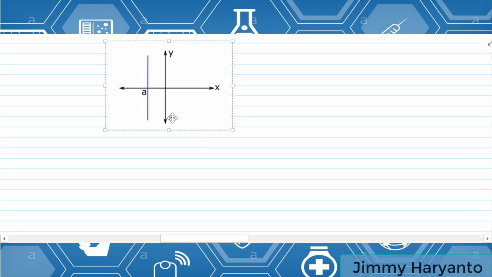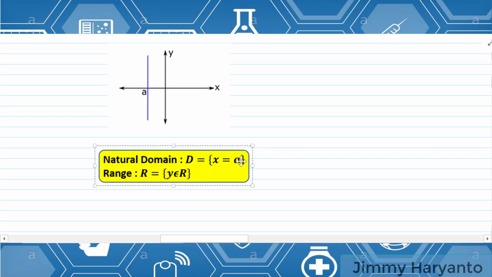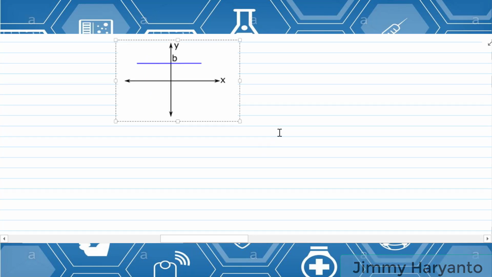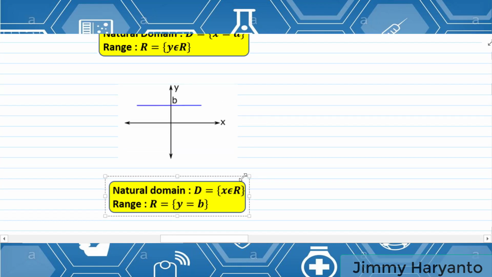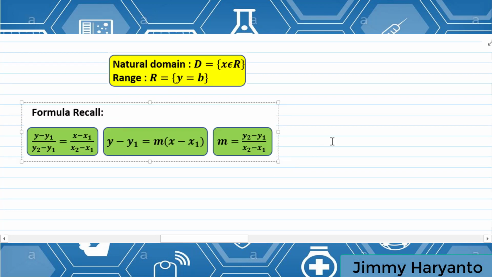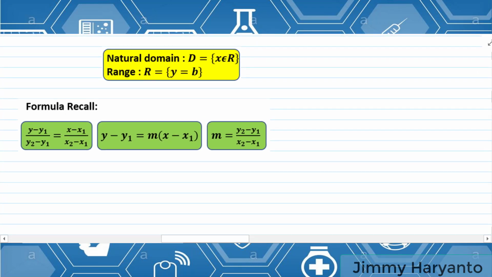Next, the second type of linear function is the vertical line. For the vertical line, the domain will be only x equals a, and the range will be y ∈ R. And the third type is the horizontal line. For this one, the domain is x ∈ R, but the range is y equals b. Next, the formulas that you already learned. The first one is this, the second one is this, and the third one is this one. Yeah, you have to remember it because you will use this in many subjects.